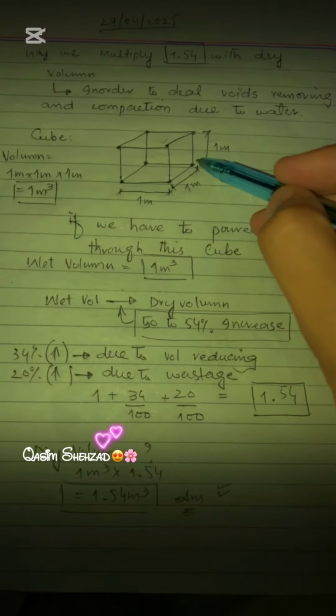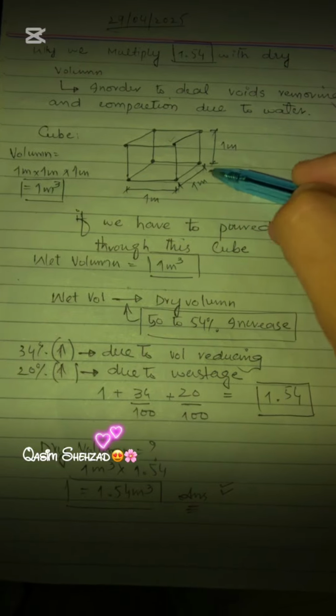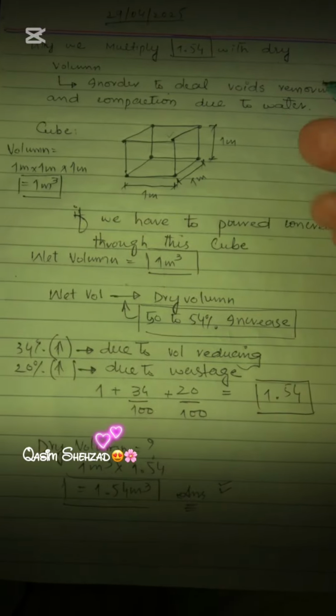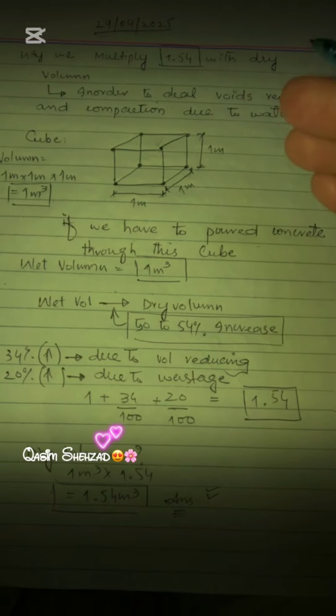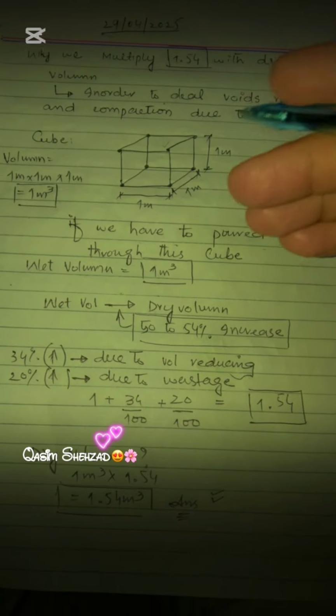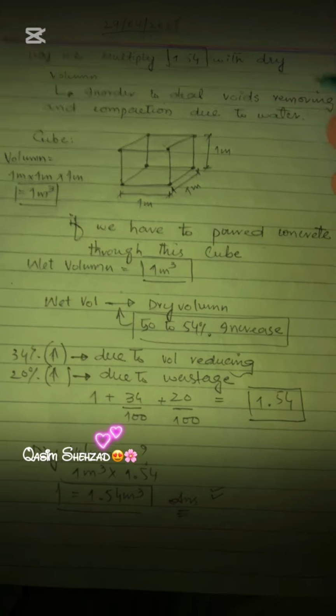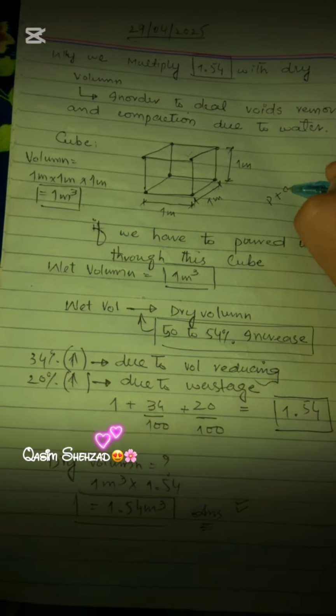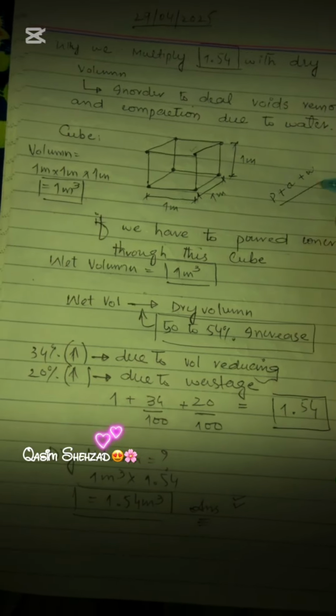If someone gives you a cube with a length of 1 meter, width 1 meter and height 1 meter, its volume is 1 meter cube. If you want to make concrete for that, you must pour concrete of wet volume. It means that if you combine the paste, aggregate and water, it is called wet concrete.